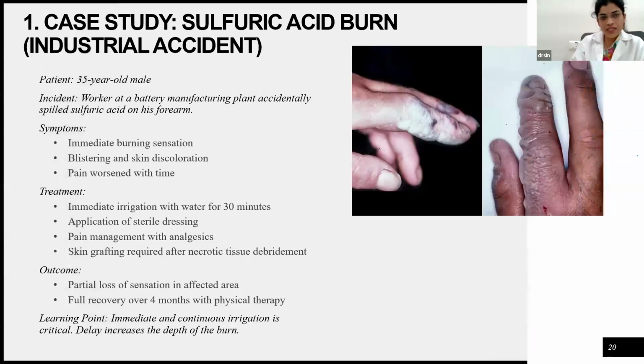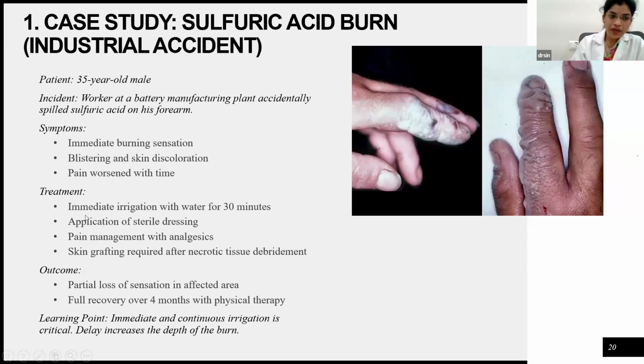It is the first case. It is a sulfuric acid burn, which is an industrial accident. He was a 35-year-old male who was a worker at a battery manufacturing plant who accidentally spilled sulfuric acid on his forearm. And the symptoms that he came to the ED with were immediate burning sensation, blistering, and skin discoloration, and this pain worsened with time.